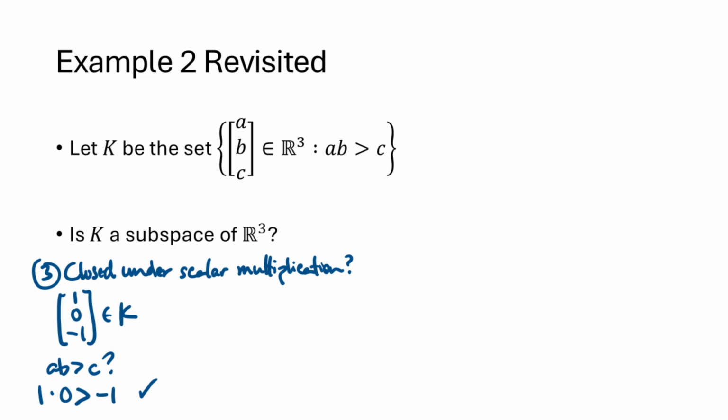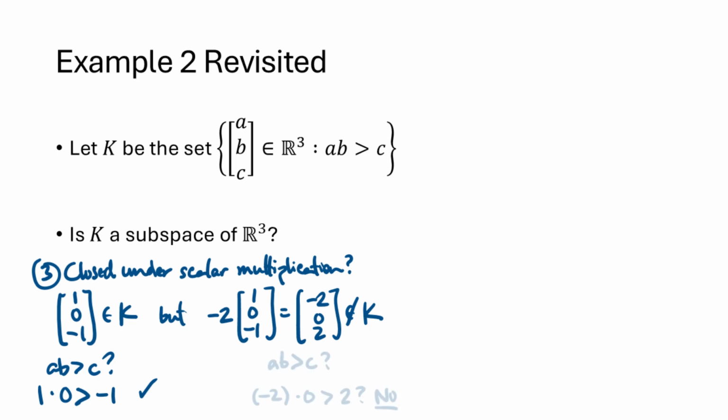And let's consider the scalar -2. When I multiply this vector by -2, I get the result (-2, 0, 2), and that vector is not in K, and I know that because when I check the property, I get -2 times 0 greater than 2, which it's not, and so that shows that (-2, 0, 2) is not in K. So in this case, my set K didn't satisfy any of the three parts of our definition.